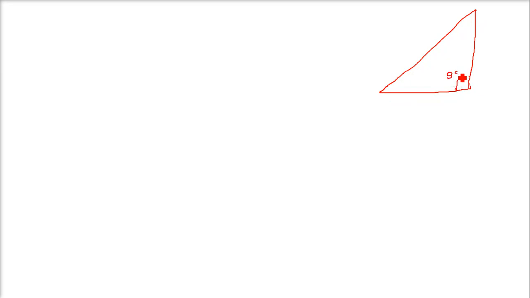So one angle will be 90 degrees. Now when we say trigno or tri with metry, this metry is measurement. So trigno or triangle, three sides, three angles, and the measurements involved with this. That is why we have trigonometry.